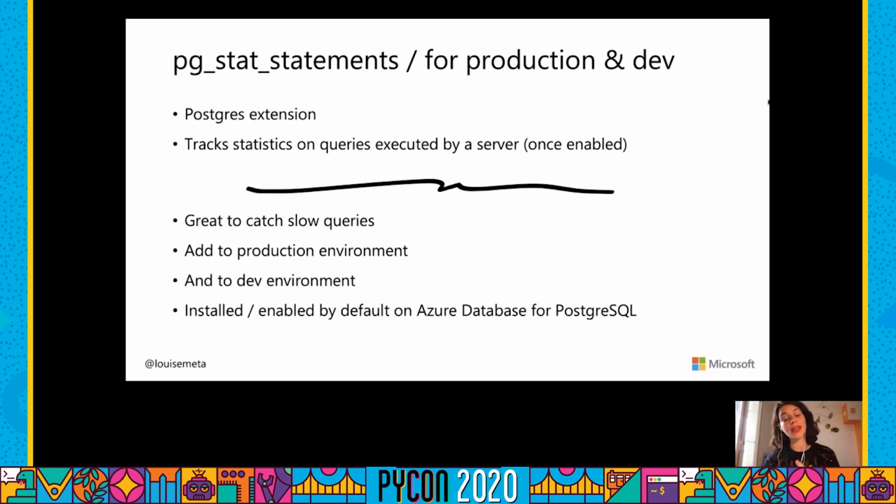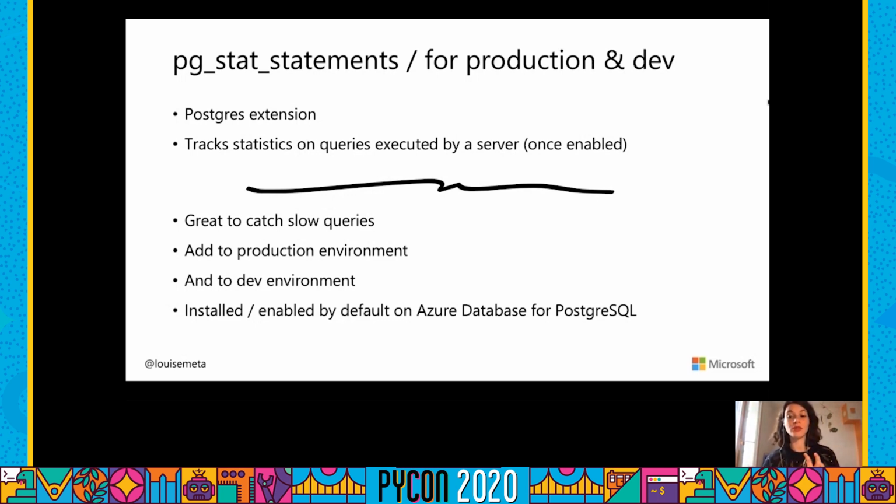So the way it works is that it's really going to save the queries into a table and tell you how many times and how slow the queries were. And I'll give you examples of what you'll find in the pg_stat_statements table. So it's great to catch slow queries. I really recommend using it on your production environment as well as your dev environment. In your production environment, you should not be worried about performance issues with pg_stat_statements.